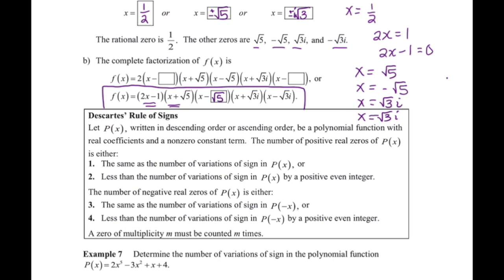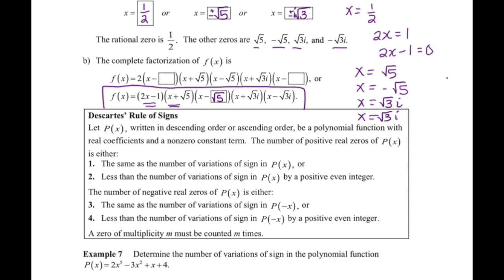We can also find the number of negative real zeros as the same number of variations when we have the opposite of the polynomial. So when we take negative x and plug into our x value and evaluate, how do our signs change? Or less than the number of variations when we substitute negative x and simplify it by a positive even integer. A zero of multiplicity m must be counted that many times. So that's a lot going on there. So let's just look at the polynomial. We'll explain as we go.